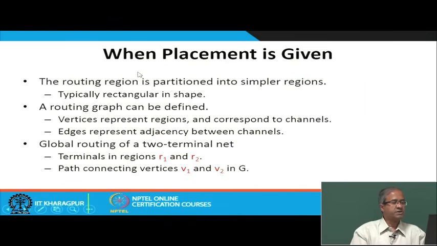Now, suppose we have the placement given to us. When we have the placement given to us, then the routing region space is already defined. This is like the channel intersection graph. It is quite similar to the channel intersection graph which we have already discussed, so we can use this.